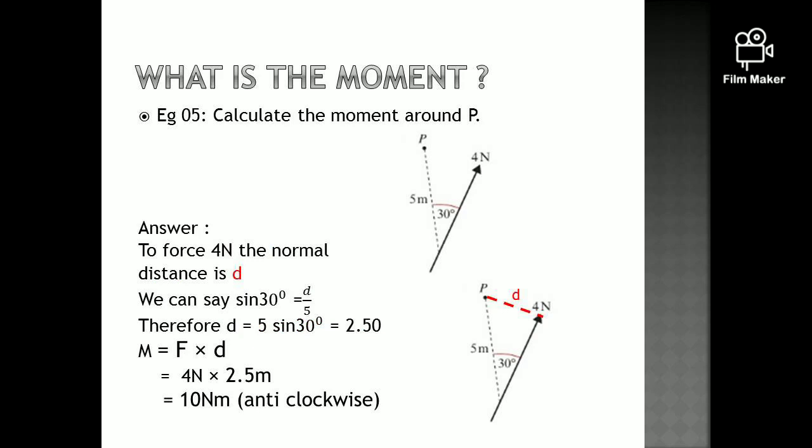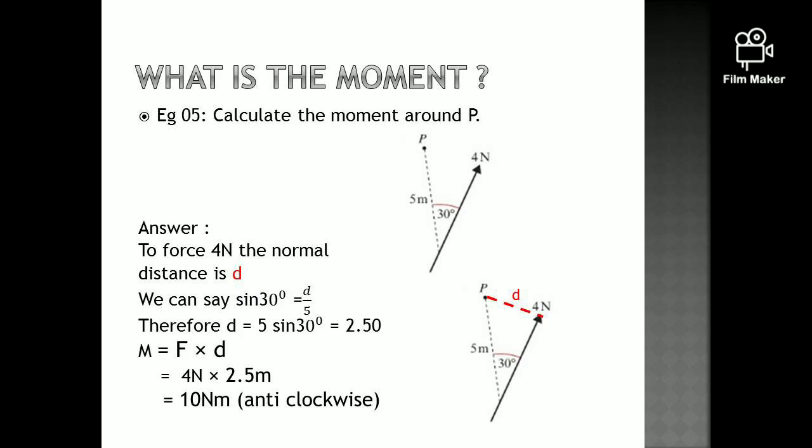In this example, we need to find the moment around point P. So to work out this question, we don't know any perpendicular distance from point P to the force 4 Newton. I will do a small construction in a way of getting the perpendicular distance. Therefore, the perpendicular distance would be D.